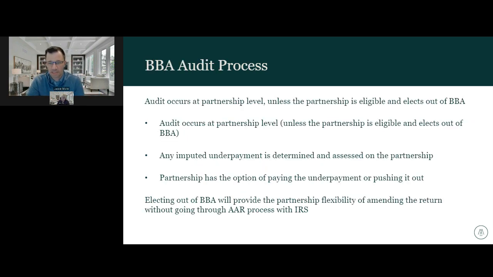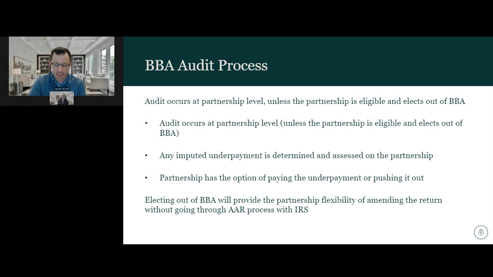Quickly running through these last final slides here, I just wanted to touch on the BBA audit process. What is that, you might ask? BBA stands for the Bipartisan Budget Act of 2015, which became effective for tax years ending after 2017. What does it mean? It basically just deals with how the IRS audits a partnership and goes through that process. So, the short answer is we've learned over the last few years that it's pretty burdensome, very slow, and can be very challenging to work through.